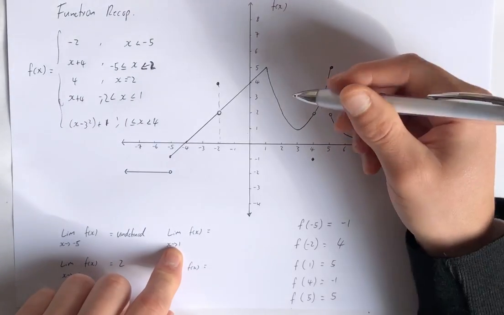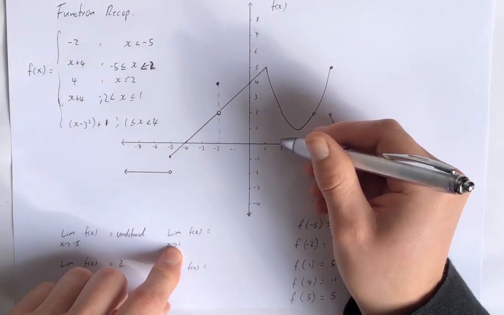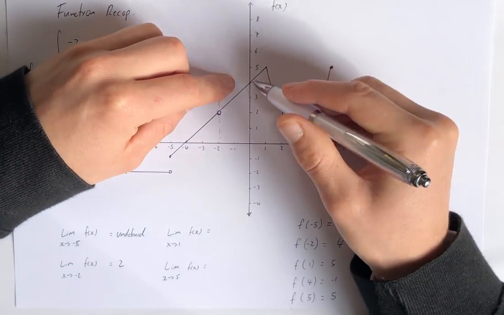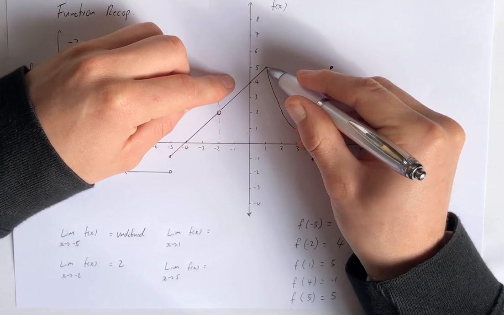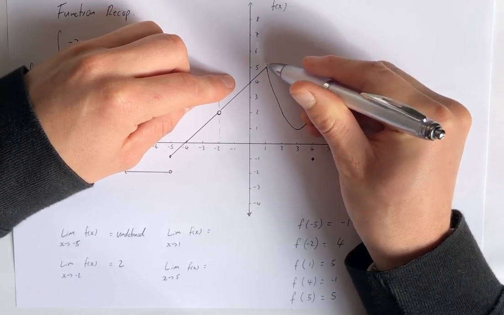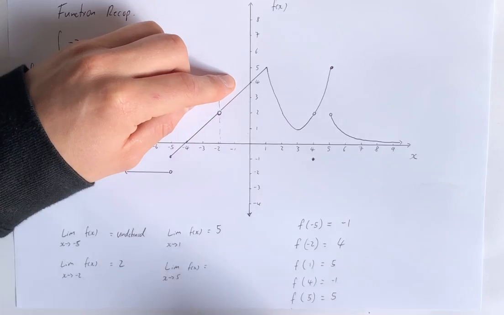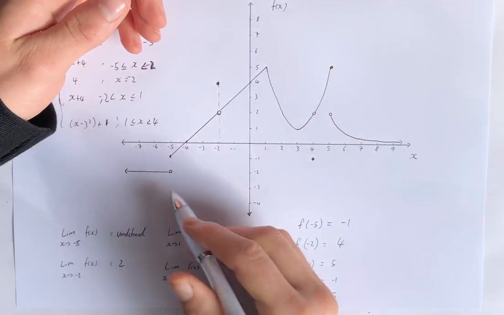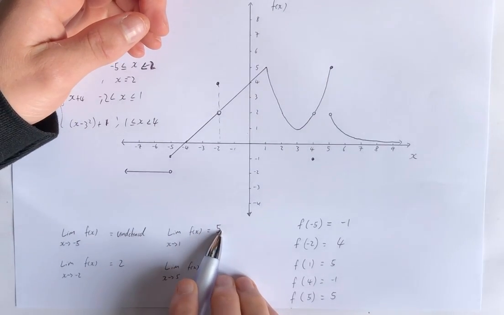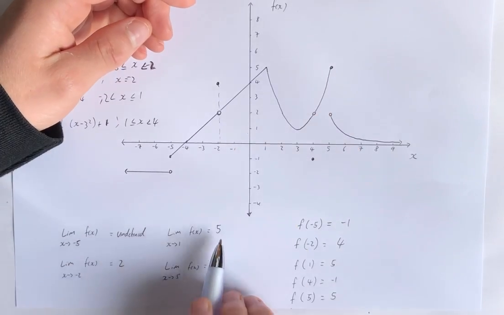Right, what's the limit of this function as we get closer to 1? Well, from the left we get closer to 5, and from the right we get closer to 5. And so the limit as x goes to 1 of this whole function is 5.